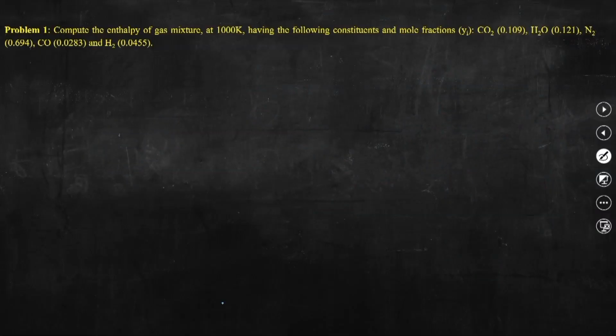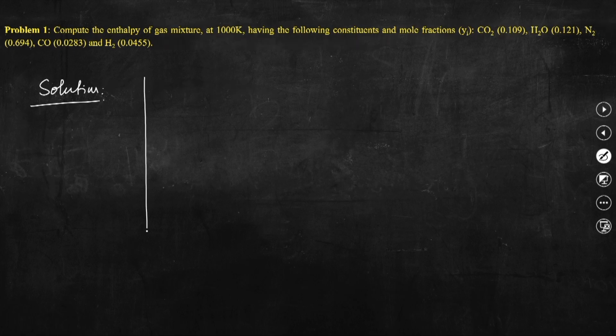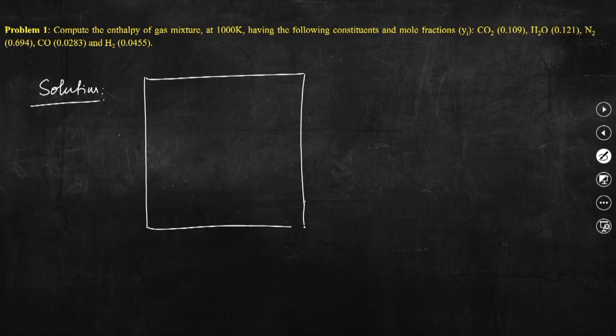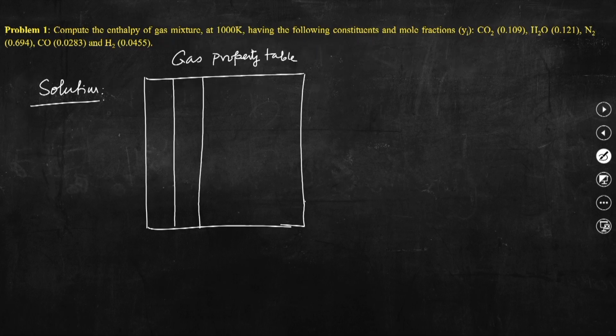Let us now solve this problem. For this problem, what we can do is first form the gas property table. So, this is the gas property table. We have a few species, and then we have the mole fraction, which is also given.